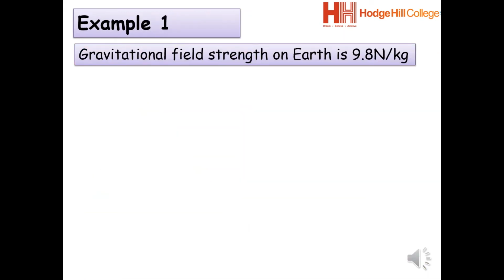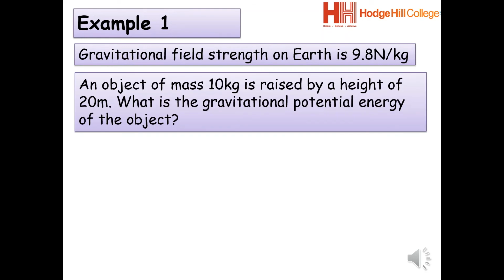So our first example for you to look at, here is our question. Gravitational field strength on Earth is 9.8 newtons per kilogram. An object has a mass of 10 kilograms and is raised by a height of 20 meters. What is the gravitational potential energy of the object?